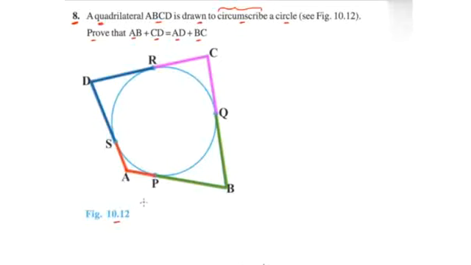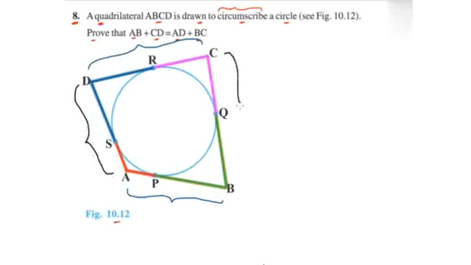Now if you consider AB, this segment, and CD, which is this segment, and observe the parts in these two segments, you have AP, BP, CR and DR. And then if you consider the side AD and the side BC, they have the parts AS, DS, BQ and CQ. So it's easy to see that the two pairs have the same parts.